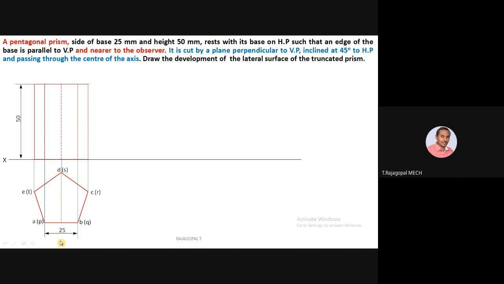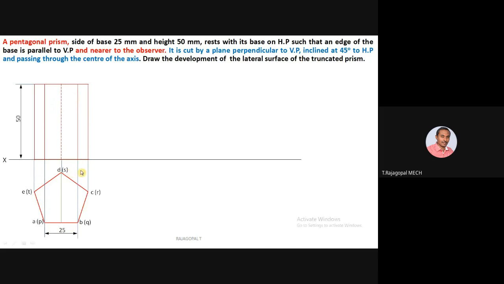So if you check the question once again, an edge of the base is parallel to VP. Yes, which edge? AB is the edge which is parallel to VP and nearer to the observer. So as an observer, I'm standing here, it is nearer to the observer. You have one more possibility. Instead of nearer to the observer, they can say nearer to it, IT. So your information technology, nearer to it instead of observer. The meaning is parallel to VP and nearer to the VP. In that case, this pentagon shape must be inverted.